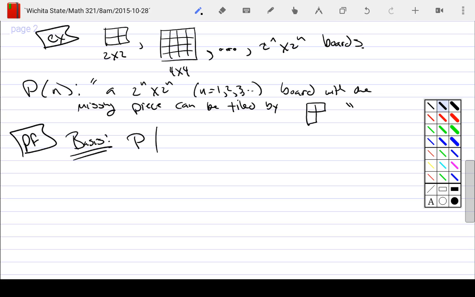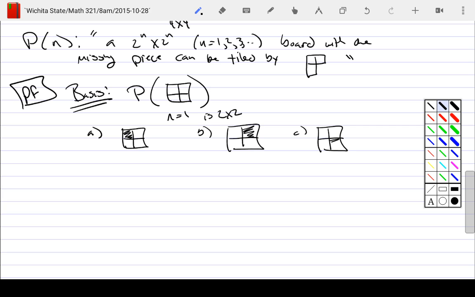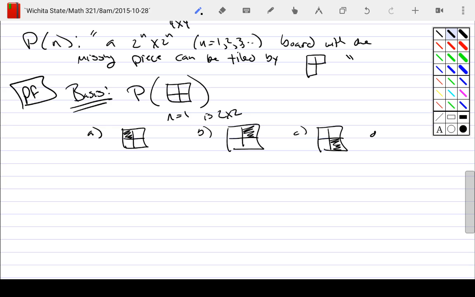Is this true for P of, what's this first object that we have, right? We have a 2 by 2 board, right? That's actually n equal to 1 is 2 by 2. Is it true that I can tile a 2 by 2 board if there's one piece missing with an L-shaped piece? Well, if there's one piece missing, it actually forms 4 things. It will either look like this with this missing, or it will look like this with this missing, or it will look like this with bottom right, or D. Same thing, but now it's the bottom left.